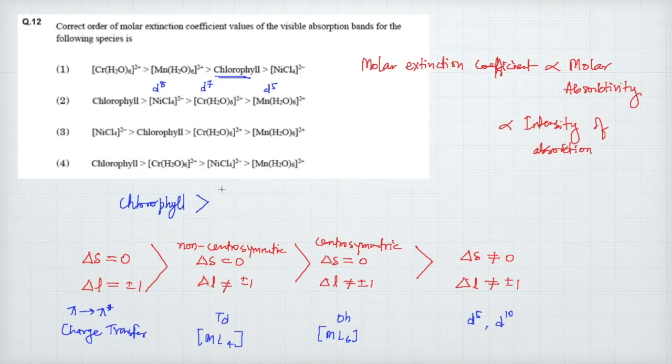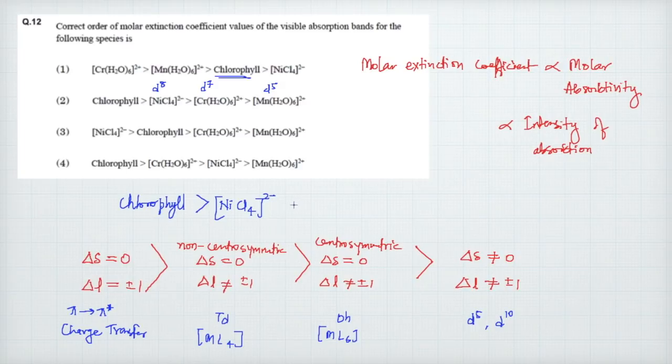Now if you look upon them, NiCl4 is non-centrosymmetric, and the transition is one where the spin is not going to change. It's a spin allowed transition, but it's not Laporte allowed, because it's a d-d transition which is going to happen in the tetrahedral species, and it's a non-centrosymmetric molecule. So that's why the next molecule will be NiCl4 2-.